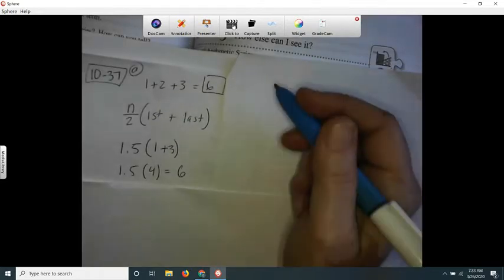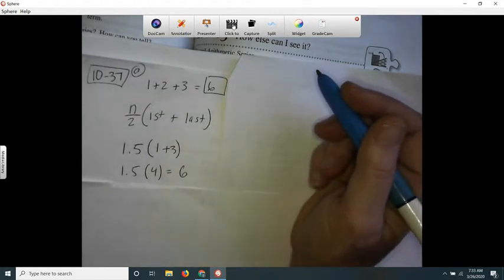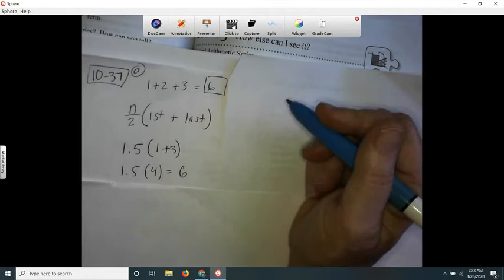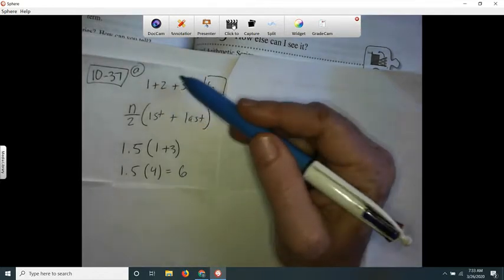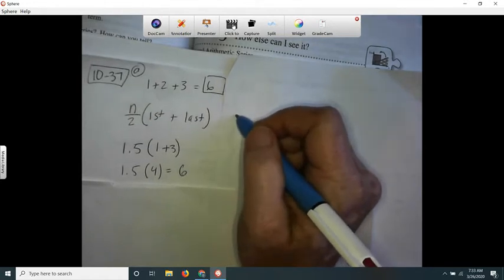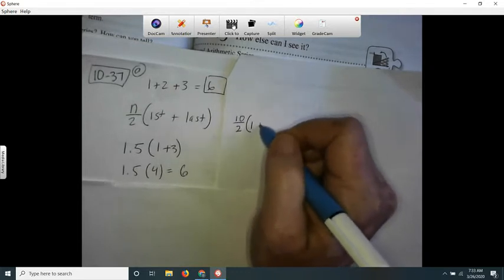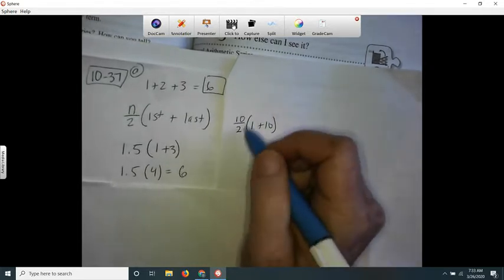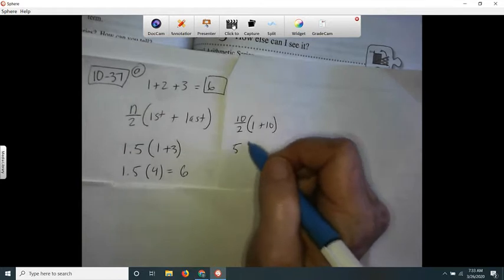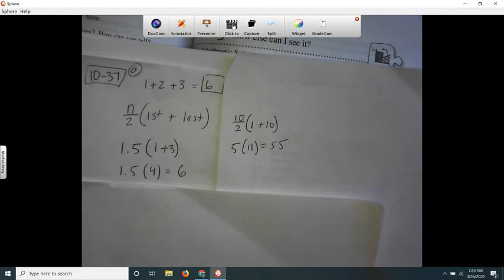What about the first 10 terms? Well, for the first 10 terms, we'd have to figure out what the 10th term is. So wouldn't the 10th term just be 10? Because it would go first, second, third, and there would be 10 things. First term would be 1. The 10th term would be 10. That'd be 55. Get the idea?